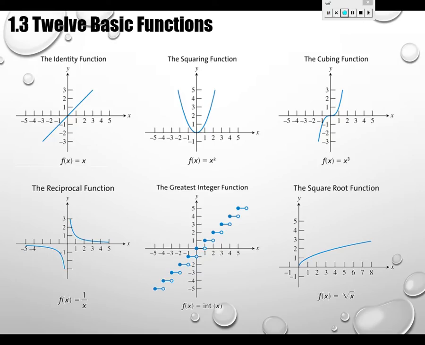Okay. What about negative 2.7? What's the greatest integer less than or equal to negative 2.7? Negative 3 actually. So just make sure you're thinking carefully about this. You're always giving back the greatest integer less than or equal to the number that you're given.